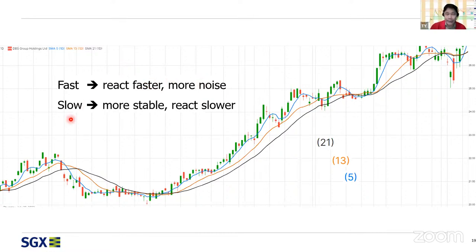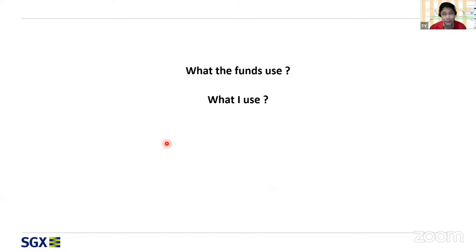The slow one, on the other hand, is more stable, right? As compared to the fast one, which has more noise, this is more stable, but it reacts slower. So you can see that the fast and slow, the good and bad actually complement each other. Now, with this backdrop, I'm not going to talk about academic knowledge of moving average, but let's do some very practical application.